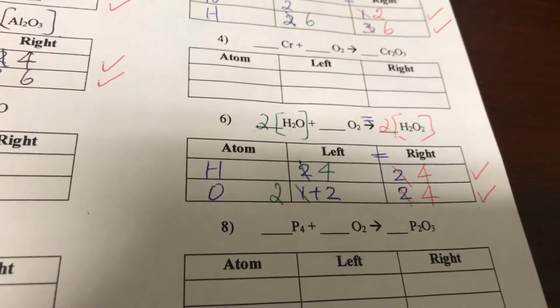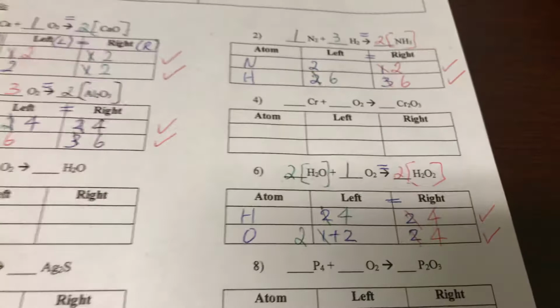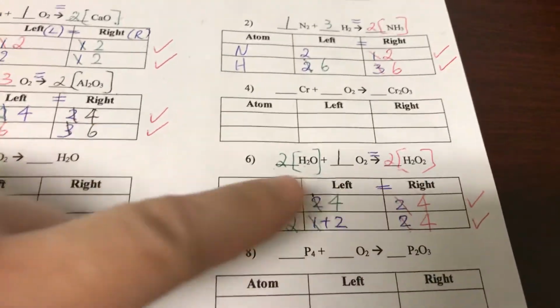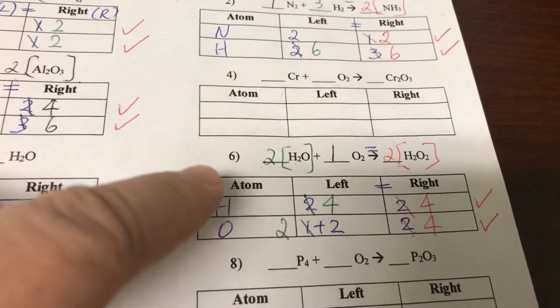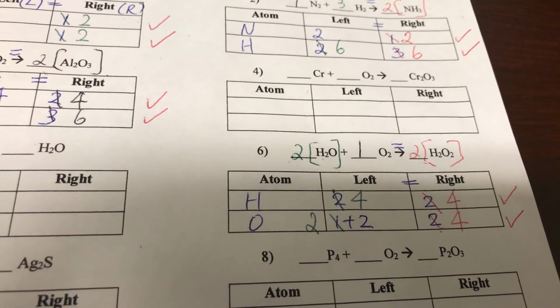So finally, I'm going to put the 1 on the O2. Again, you don't want to put the 1 until this table is balanced with the check mark. Then you put the 1. And then you can see the final answer is 2 1 2, which is the most reduced form.